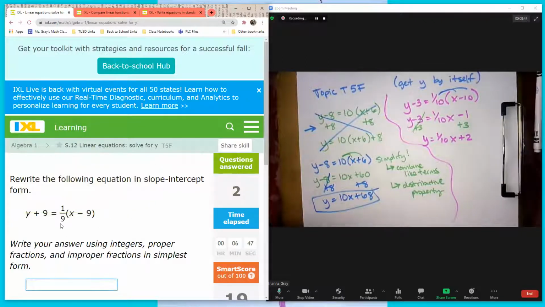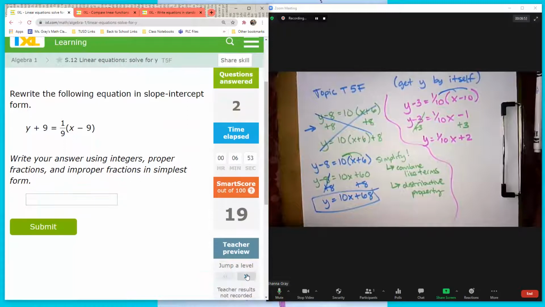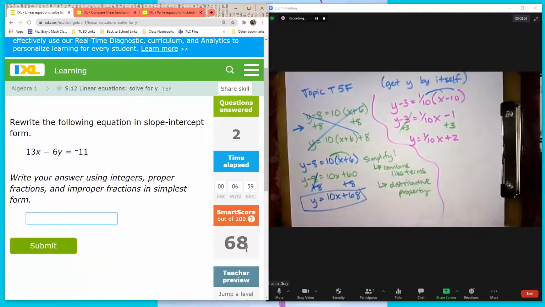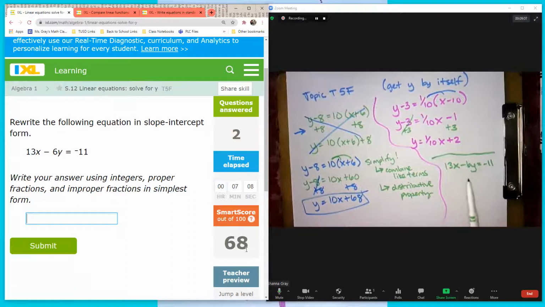So these really follow that same format again and again, right? First you need to distribute and then get rid of that number that's on the other side. If I jump forward, it jumps all the way up to 68 because it doesn't actually have that many different types of problems. They're kind of all set up the same. So if you look at this one, 13x minus 6y equals -11.